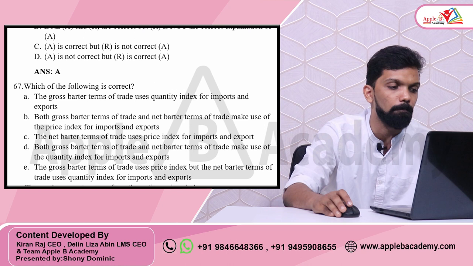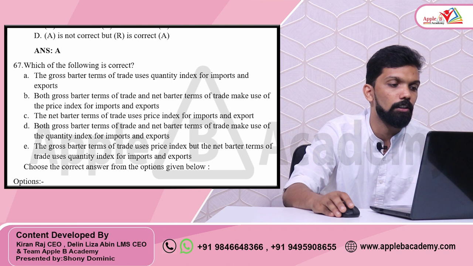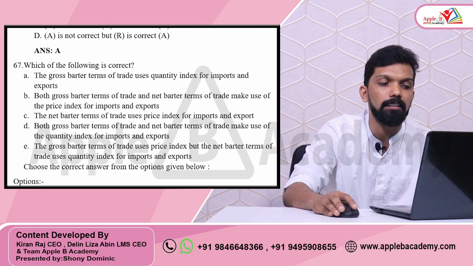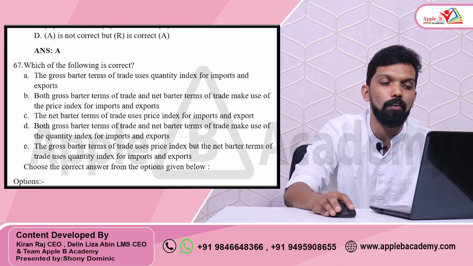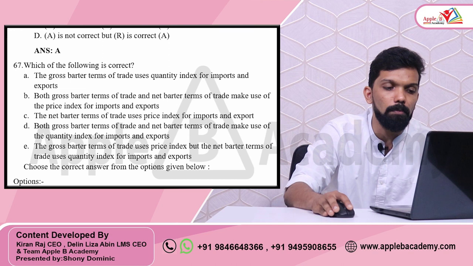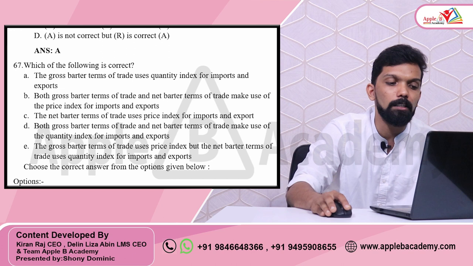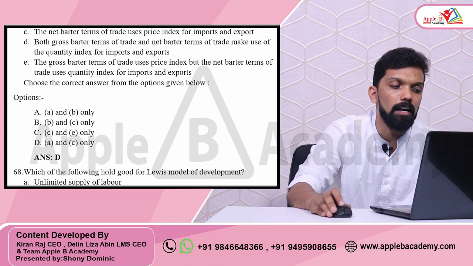So question number 67. Which of the following is correct? The gross barter terms of trade uses a quantity index for imports and exports. Both gross barter terms of trade and net barter terms of trade make use of the price index of imports and exports. The net barter terms of trade uses a price index for imports and exports. Both gross and net barter terms of trade make use of the quantity index of imports and exports. The gross barter terms of trade uses a price index, but the net barter terms of trade uses a quantity index for imports and exports. So we have to choose the correct statement. The right answer for this question is option D, which is A and C only.